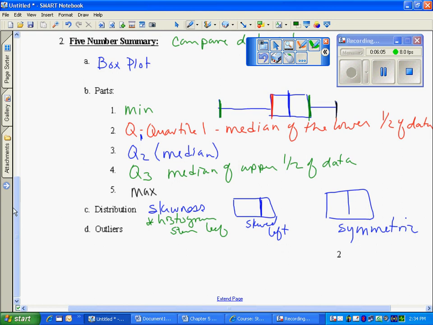And the last thing is with the box plot, you can see outliers. So if this is my box, my median, my max, and my min, if I have a dot out here, that would be considered to be an outlier. And in order to be an outlier, you need to be 1.5 times the interquartile range. And the interquartile range is Q3 minus Q1.